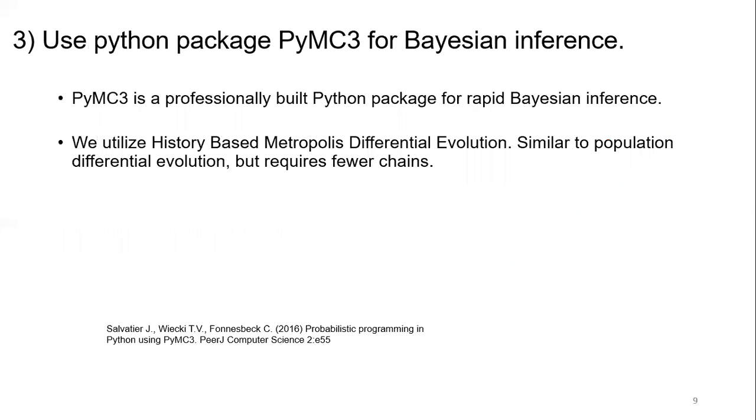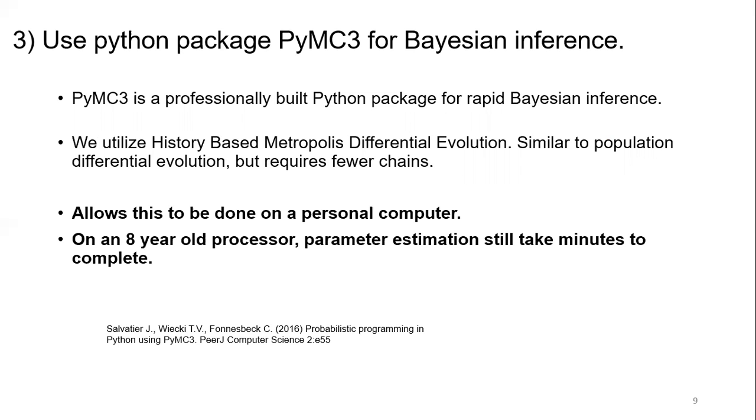The last thing we need now is the Bayesian inference tool, and we in particular use the Python package PyMC3 for this Bayesian inference. PyMC3 is a professionally built Python package designed specifically for rapid Bayesian inference. In particular, we utilize their history-based Metropolis differential evolution algorithm. This is similar to population differential evolution, but it requires many fewer chains. So what this algorithm allows us to do is use this program on a personal computer.